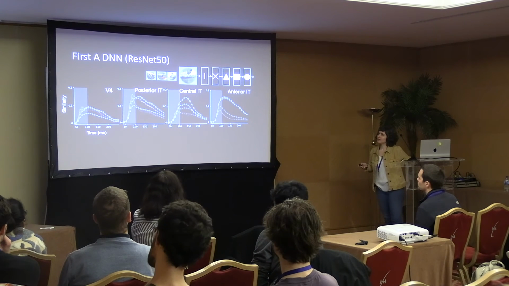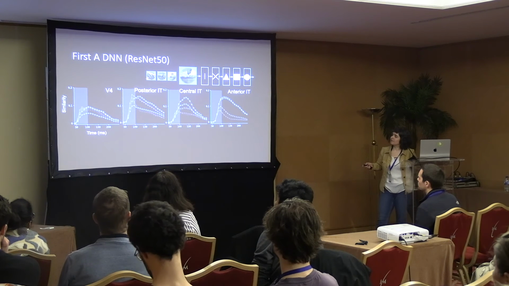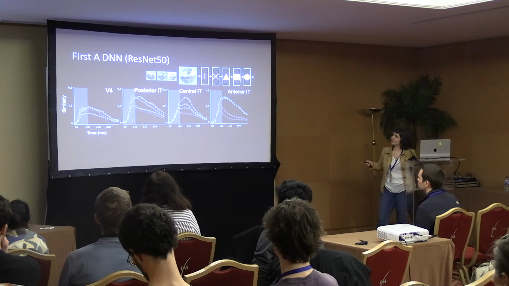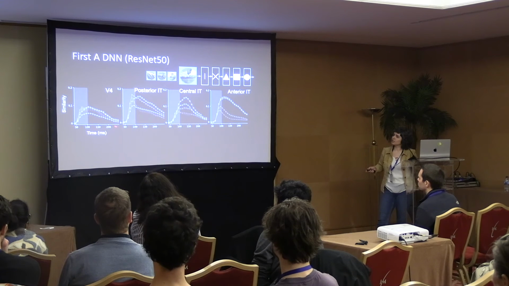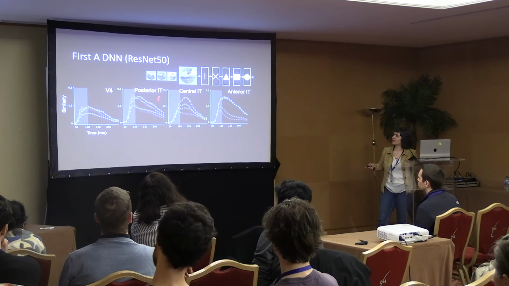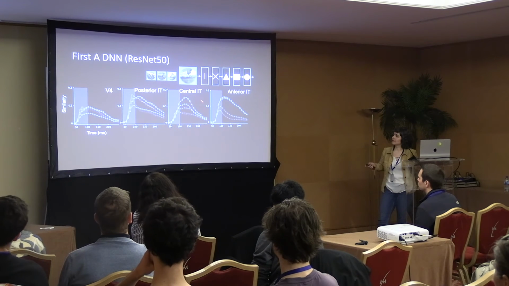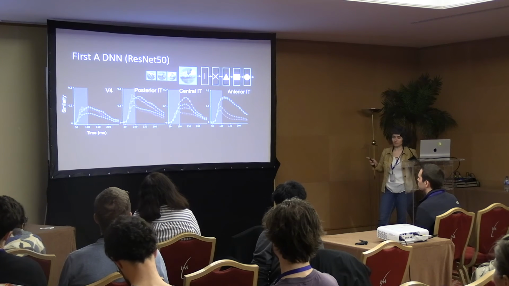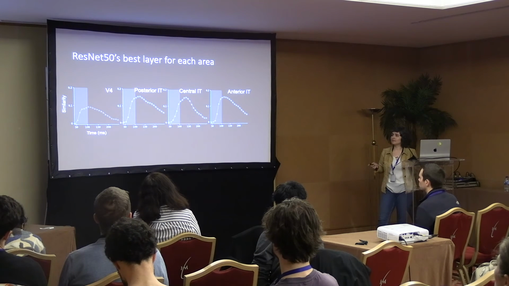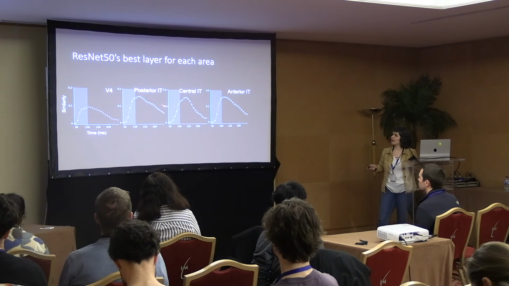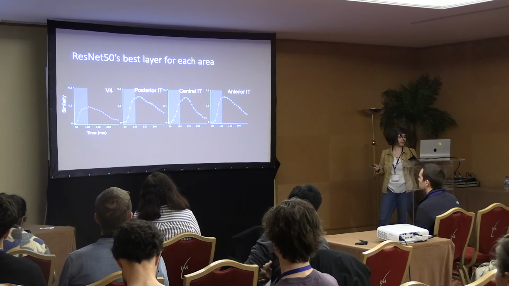So, like I said, we want to see first the ResNet-50. 5 layers of ResNet-50 are trying to explain the temporal dynamics in data from each of these brain areas, V4, posterior IT, central IT, anterior IT. And don't worry about all these wiggles. I kept only the best explanation from this model, layer 3 for V4, and layer 4 for the rest of the IT.